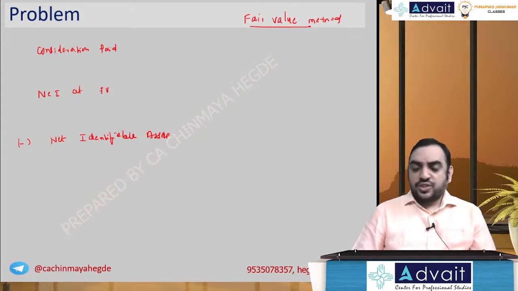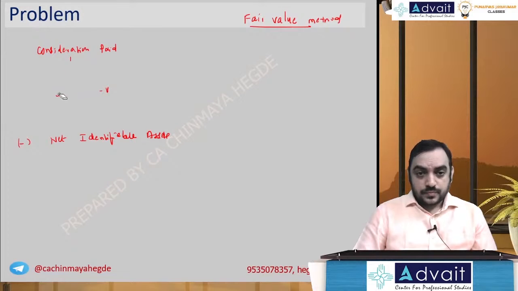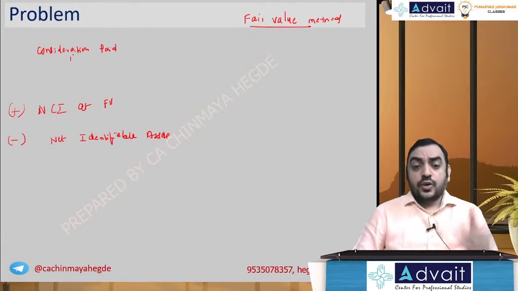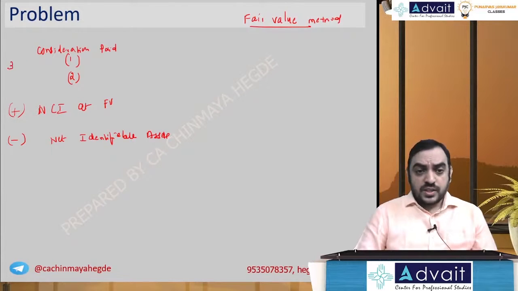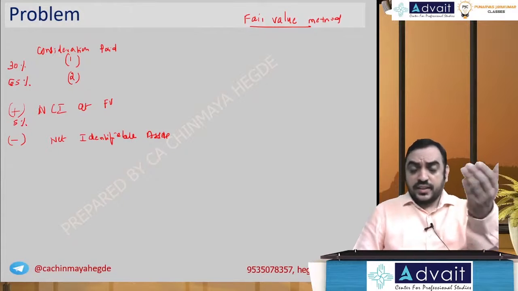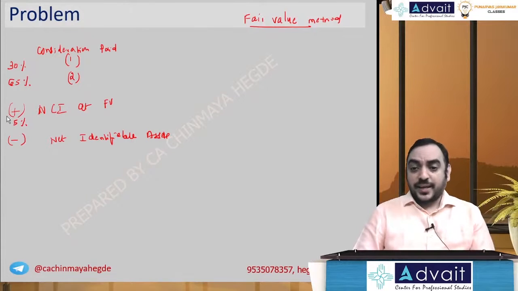Okay. Now, a few small points to be kept in mind. I'll leave some space. I write NCI at fair value a little below. In the consideration paid, there are two things. First consideration and second consideration. First consideration is for 30%. Second consideration is for 65%. And the NCI will be 5%. That is how 100% valuation is being done.